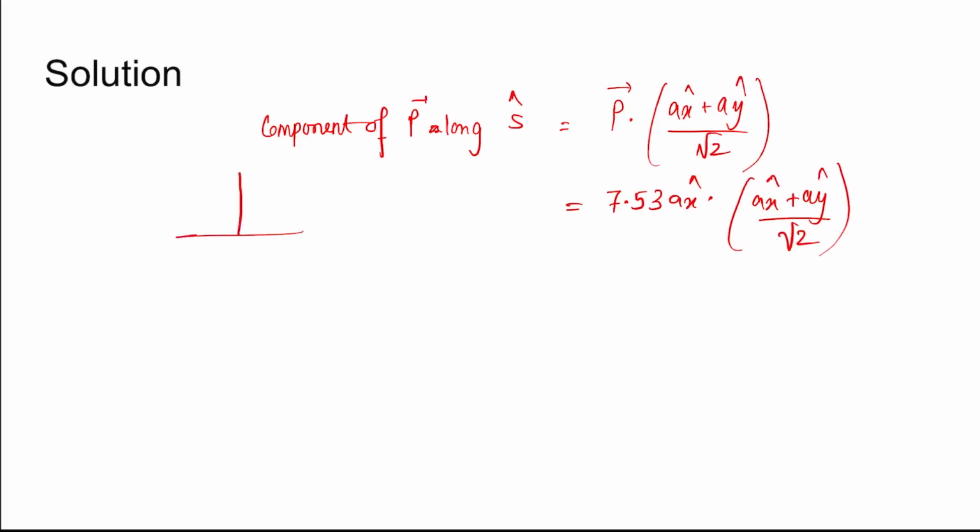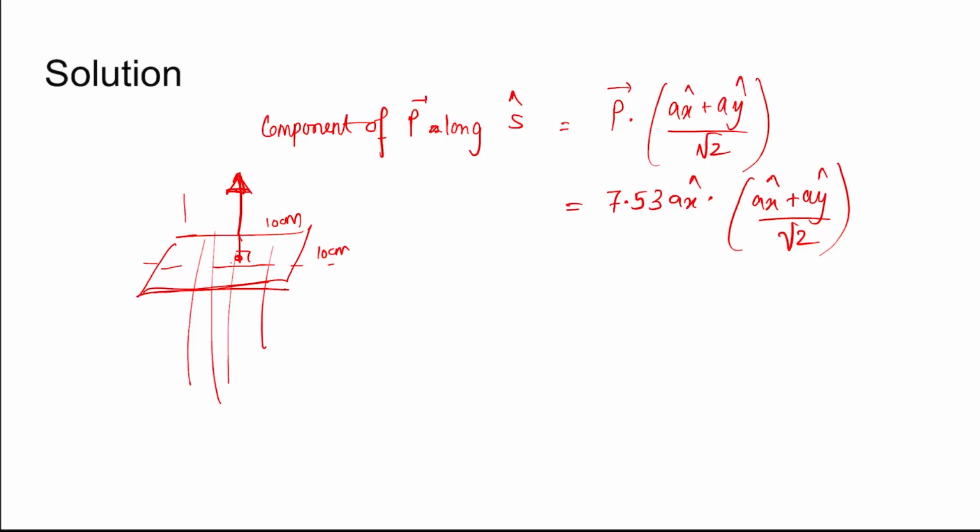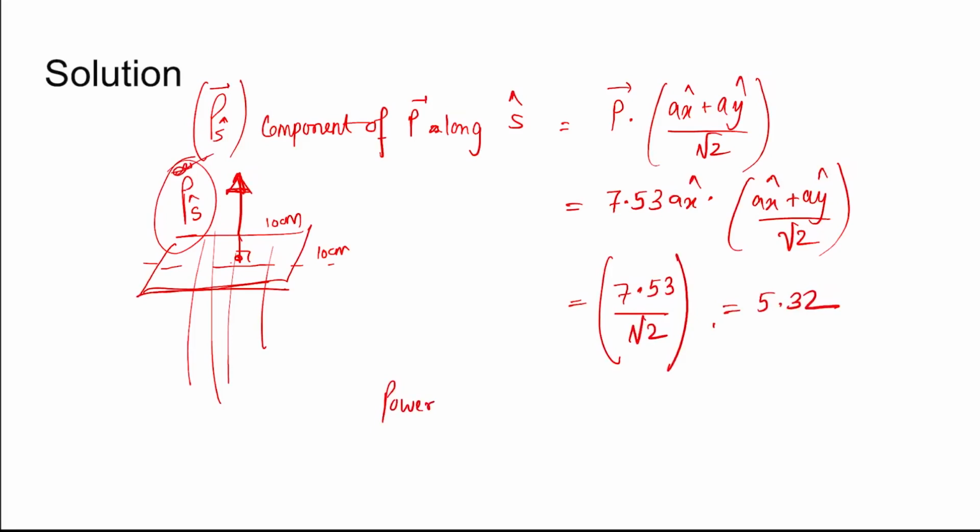So the power component along this direction: the plate was this and we have the vector normal to the surface. So in this direction we need the power flow. We took the dot product and found out the component of P along s hat. This is found out by taking the dot product, and we found out that this will be 7.53 by root 2.